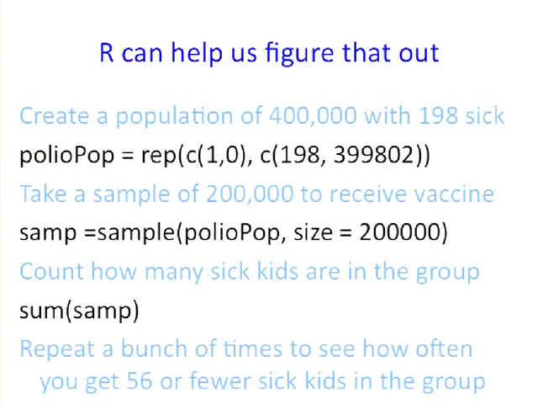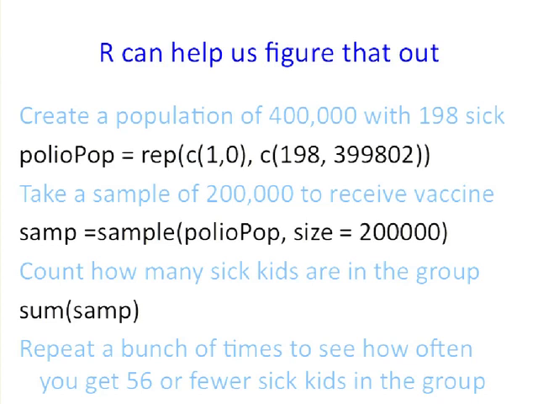We can create our population of 400,000 children where we have 198 with polio and 399,802 without. That's what that first line of code is. There's the rep function. C10, remember, is a vector of ones and zeros, or of 1, 1, and 1, 0. The 1 is for the polio, and the 0 is for the healthy children. Then the next argument to the rep function says, how many 1s do you want and how many zeros do you want? 198 1s, 399,802 zeros. So polio pop is my population of children.